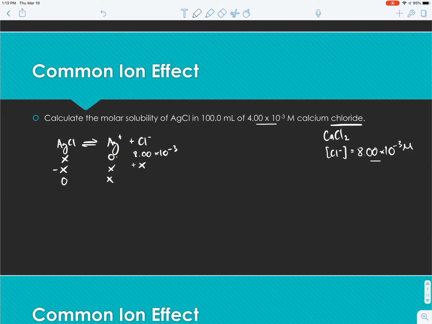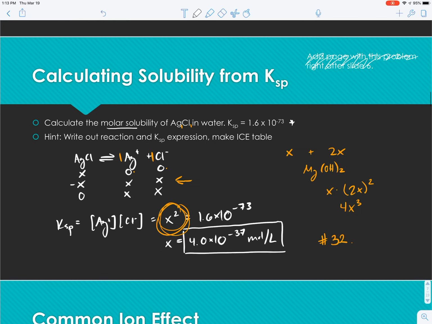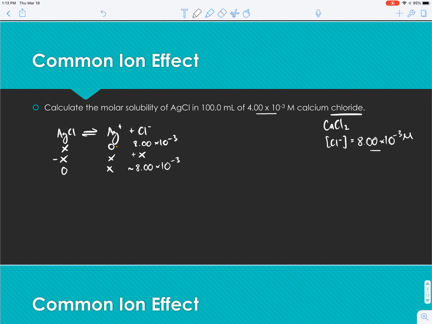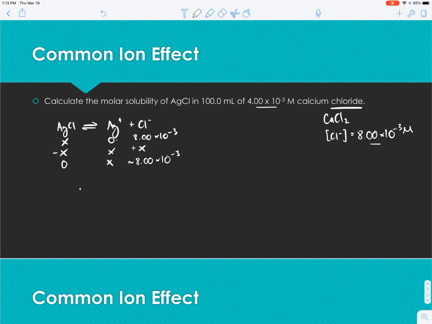We're going to have 8.0 times 10 to the negative third plus X, but much like before, and especially so now, because this has such a low solubility, again, 10 to the negative 73 is tiny, X compared to this quantity is very, very negligible. Okay, so our KSP expression will be the same as before, but now we're plugging in different values.